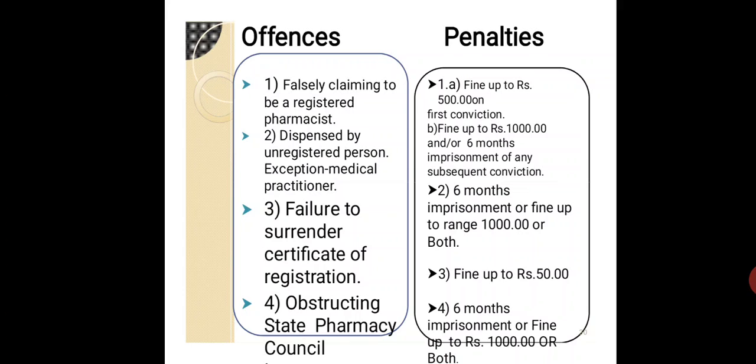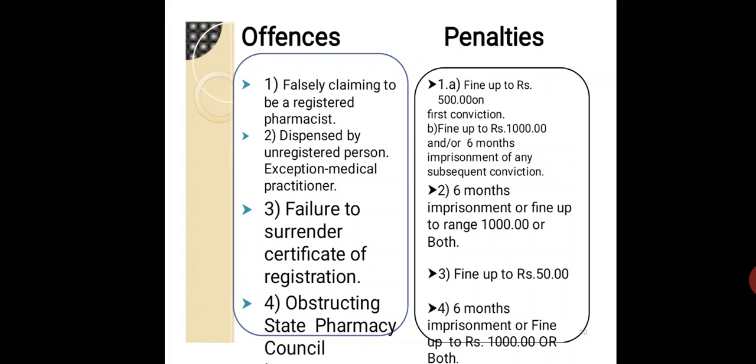After that, failure to surrender certificate of registration. In that, fine up to 15 rupees. And the last one is obstructing state pharmacy councils. In that, the penalty is 6 months imprisonment or fine up to 1000 rupees, or both.